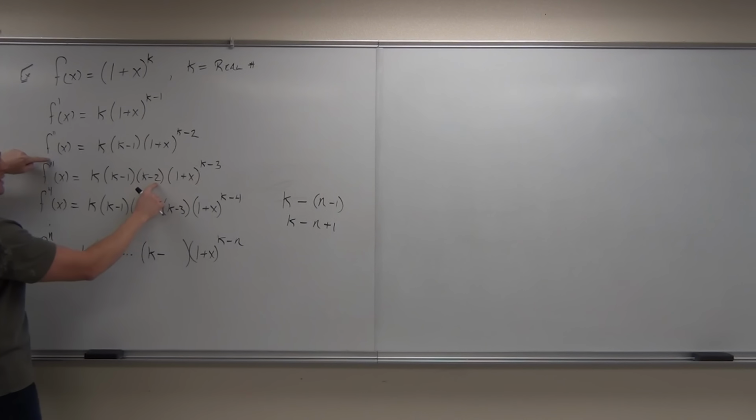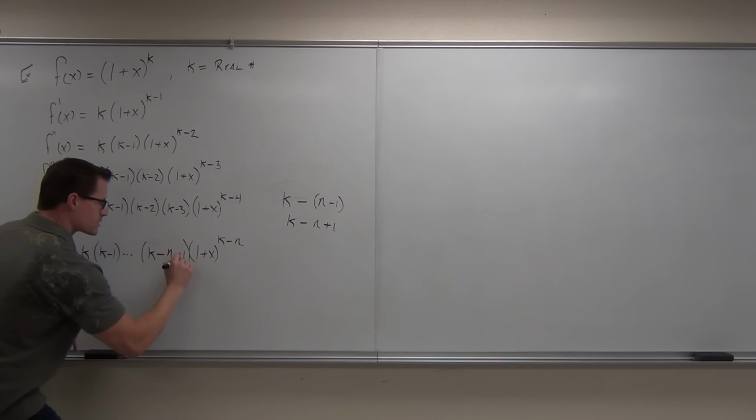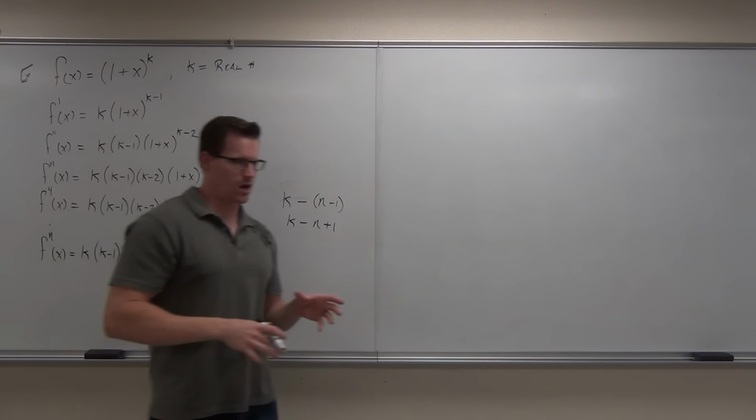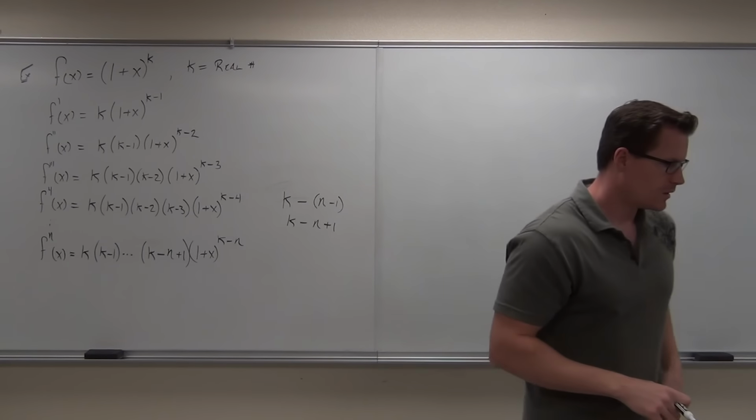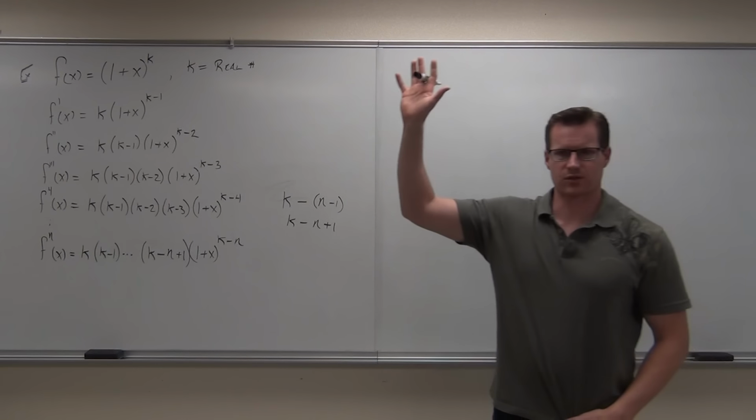Here would be 3. 3 minus 2 plus 1. Got it. And then we'd have minus 4 plus 1. That's 3. I think I said that one backwards. I said minus 3 and then plus 1, that's minus 2. Minus 4 plus 1, that's 3. Minus n plus 1. And that's where we would stop. Show of hands, feel okay with that so far?